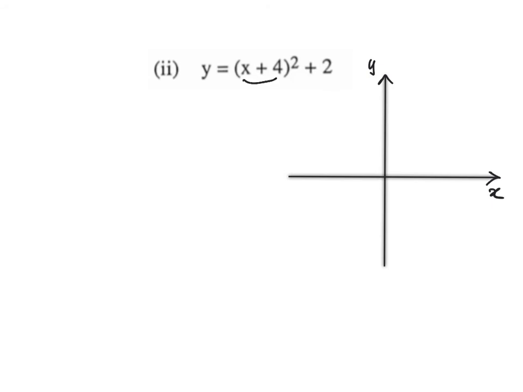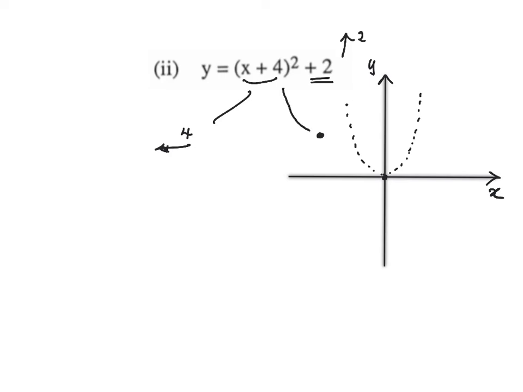Now, the x plus 4 means that the graph is moving 4 spaces in this direction, and the plus 2 at the end means the graph is moving 2 spaces up. So 4 spaces left and 2 spaces up. It's a happy face because we've got no negative at the front. So here is the original y equals x squared. What I want to do is to move that 4 spaces to the left and 2 spaces up, so approximately here.